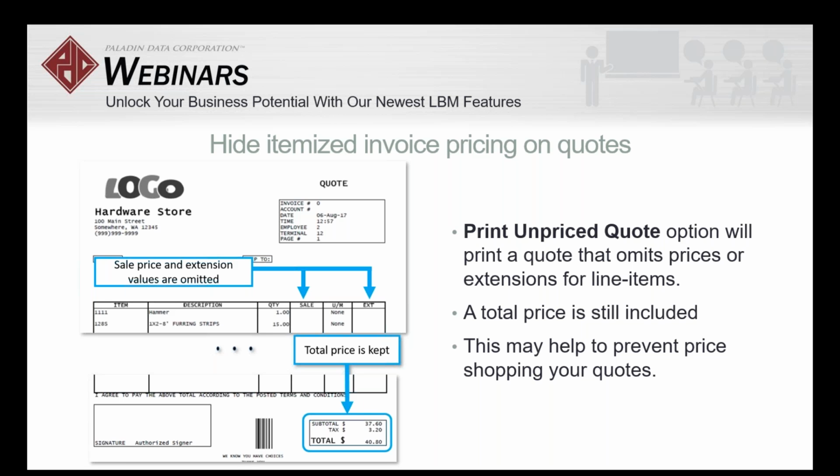So how do you get to this? Well, when you generate a quote, you go to the checkout screen, and there is a print quote button there. You press the print quote button, and this option is available. It comes up as unpriced quote.